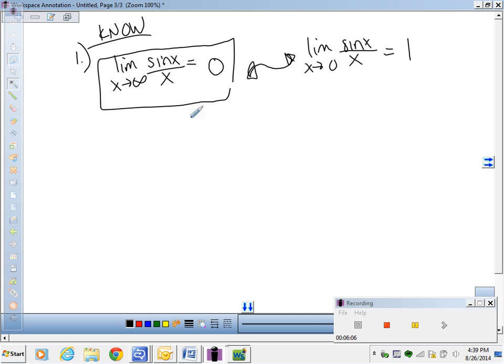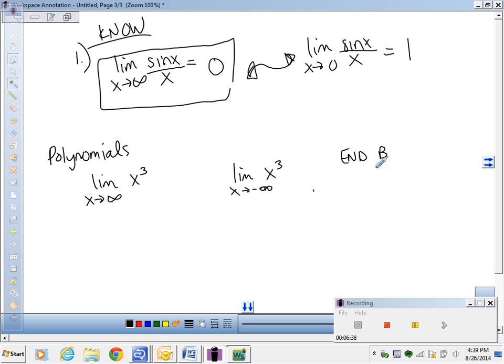Okay? And then let's see, if I have polynomials, if I just have the limit of, say, x cubed as x approaches infinity, or the limit of x cubed as x approaches negative infinity, these limits are going to follow the end behavior of the function. So look at the end behavior. And you should know what an x cubed function looks like. An x cubed function looks like this.